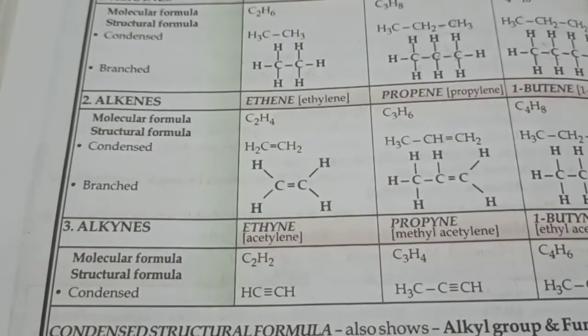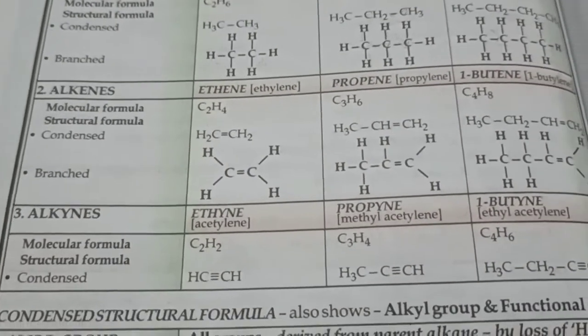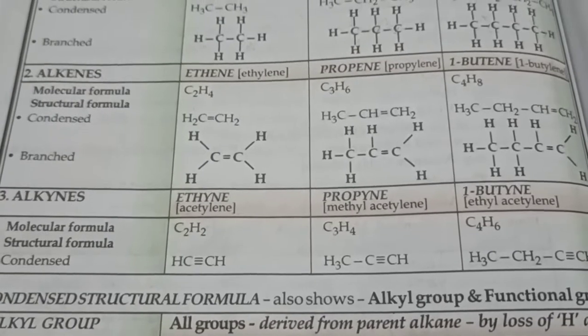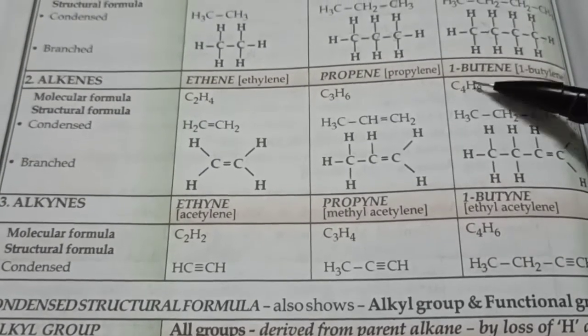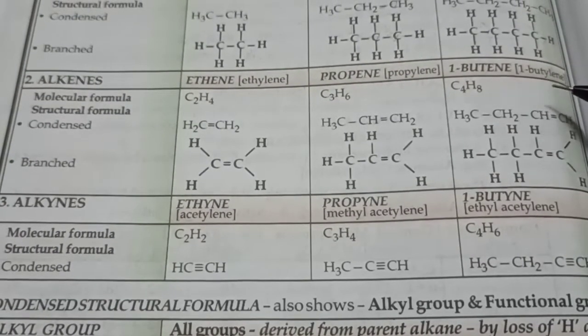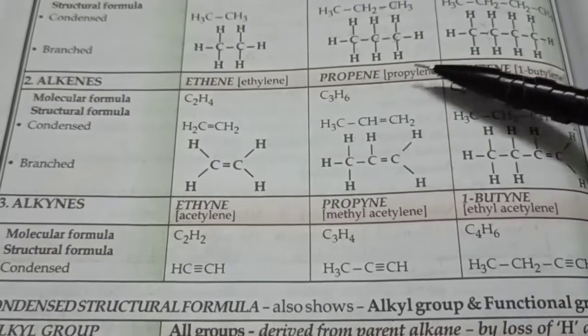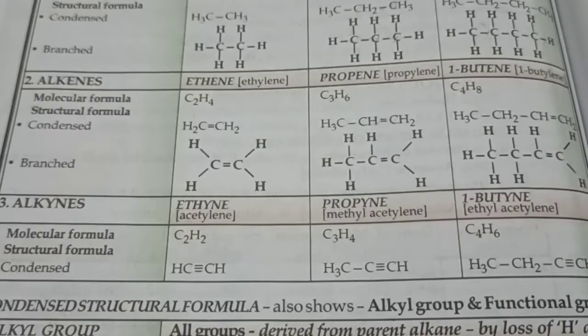Let's start with eth, prop, and but. Eth means 2 carbon atoms, prop means 3 carbon atoms, but means 4 carbon atoms. 5 carbon atoms would be called pent, of course. And "ene" is the surname because all of them have carbon-carbon double bond.